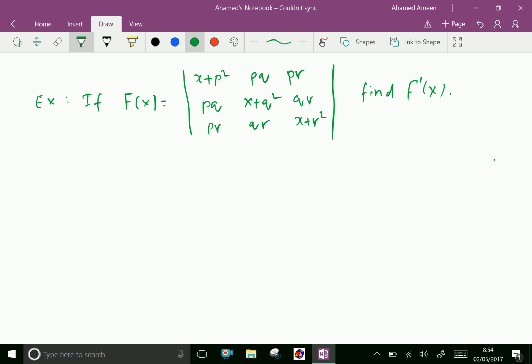Let us do an example. If f of x equals the determinant of x plus p squared, pq, pr, and pq, x plus q squared, qr, and pr, qr, and x plus r squared, find f dash of x.